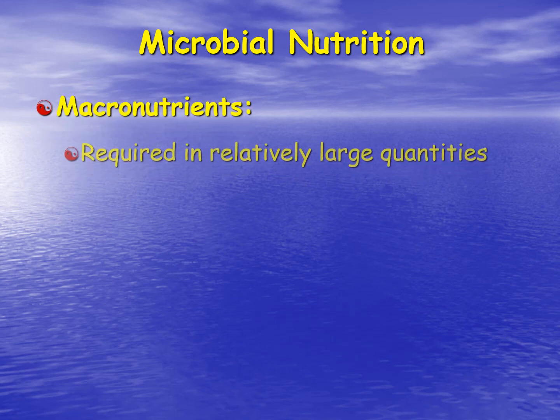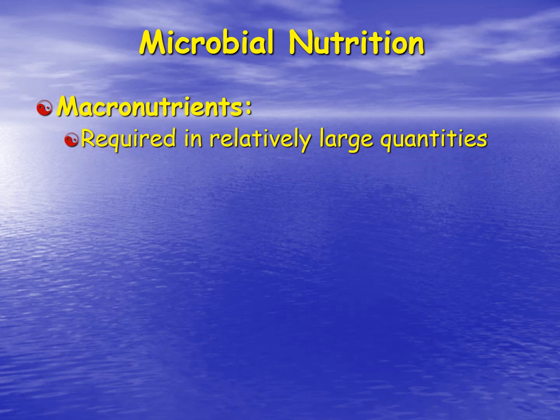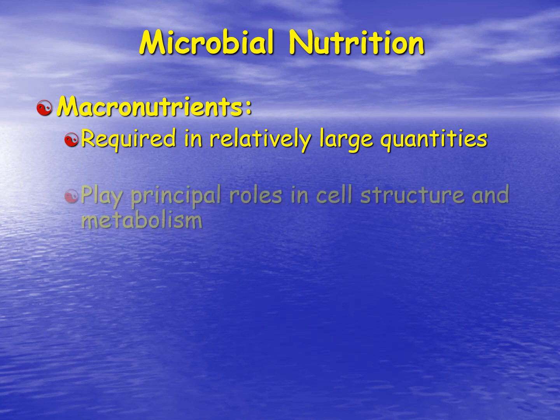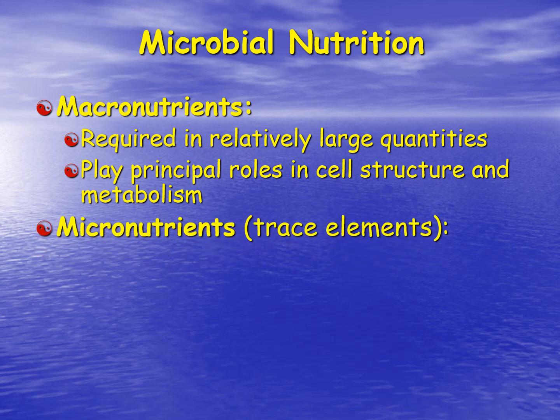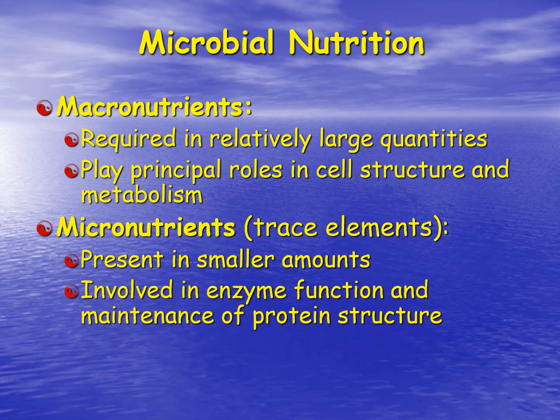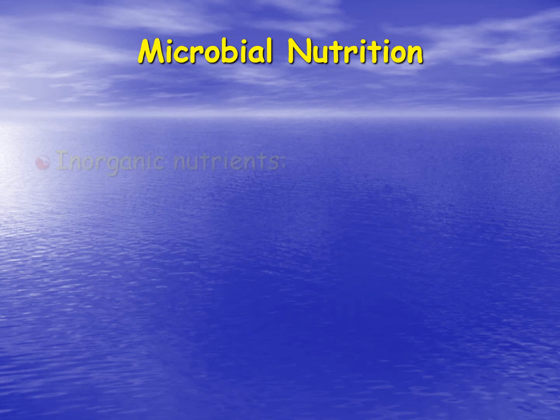Macronutrients are those nutrients that are required in relatively large quantities by the organism, and they usually play principal roles in cell structure and metabolism. Micronutrients or trace elements are present in much smaller amounts, and in fact some, called the ultra-trace elements, are needed in only very tiny amounts. Most of these are involved in the function of enzymes and the maintenance of protein structure.